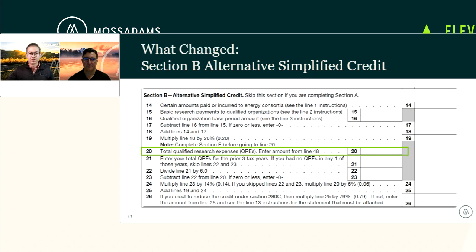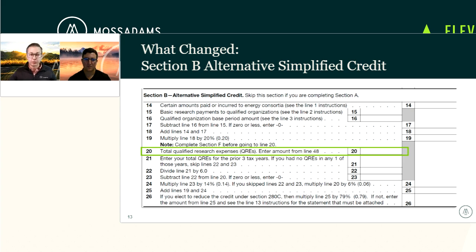All right, so moving on to Section B. This is for the alternative simplified credit, also called the ASC. The ASC calculation is shown here with line 20 being highlighted. All of the same concepts that we just discussed in Section A also apply here to Section B. So if you're not in a control group, this is going to be pretty straightforward.